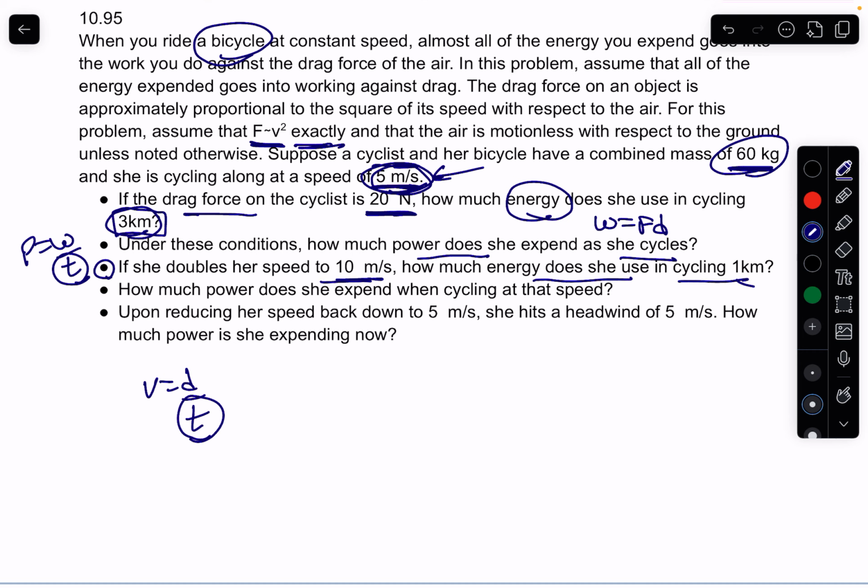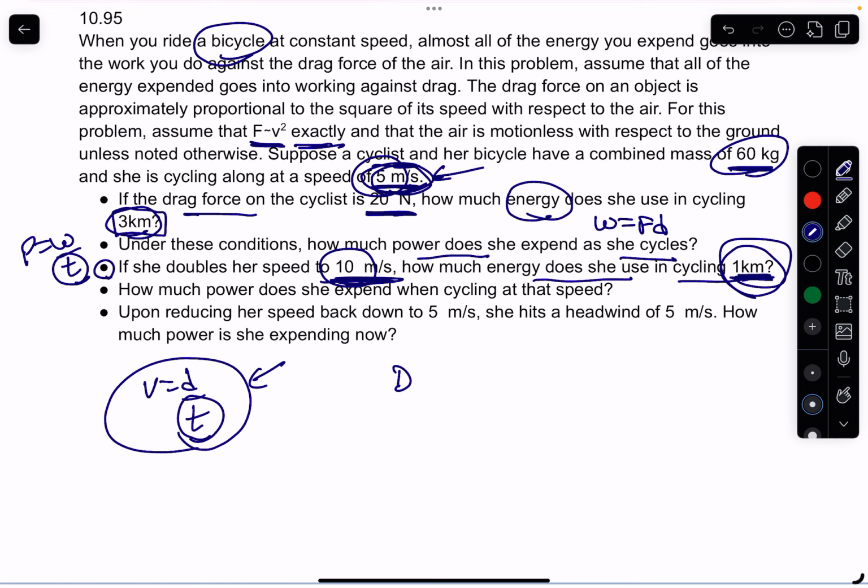Now, what she's done is she went from 5 to 10 meters per second. So she doubled her speed. If you double the speed, think of V1 as 1 and V2 as 2. It makes way better sense to do it this way. So what's happened is she's increased her force by 2 squared, or 4 times. So instead of a force of 20 newtons, her force will be 80 newtons.